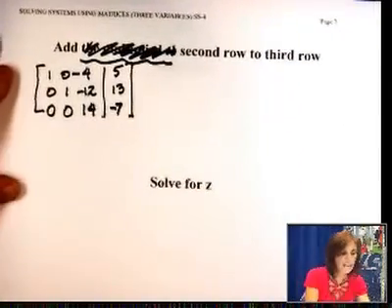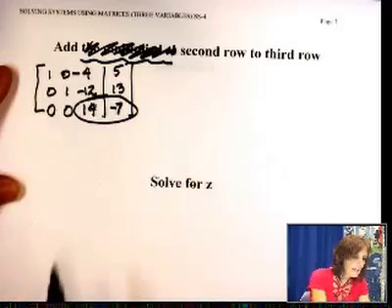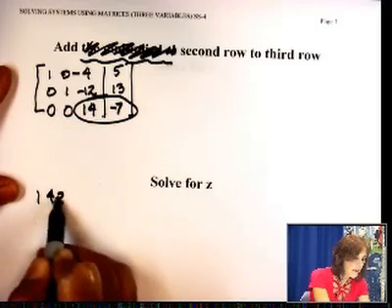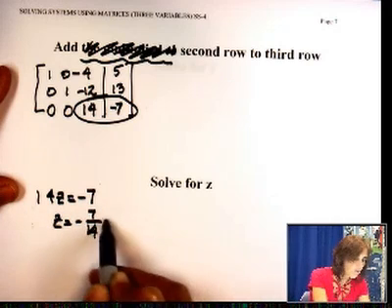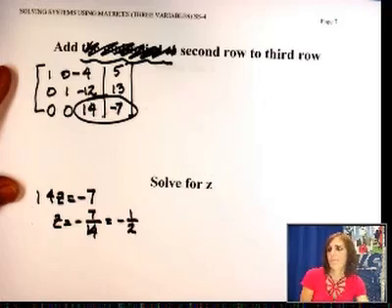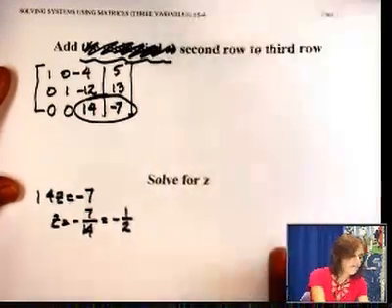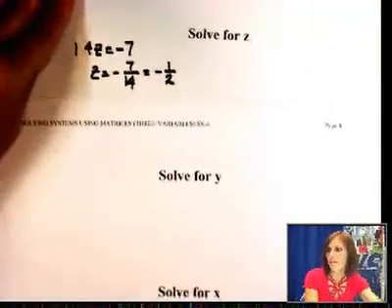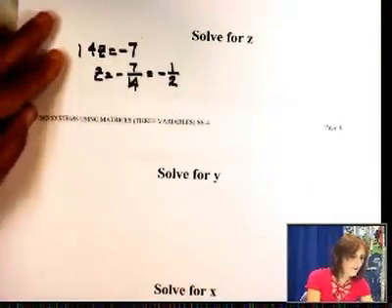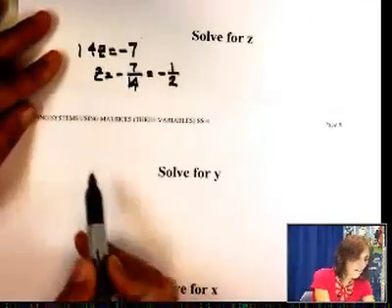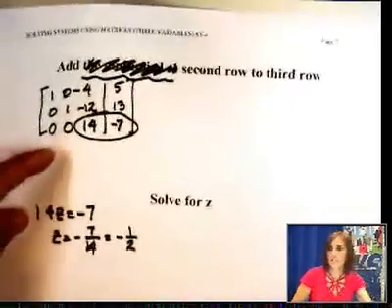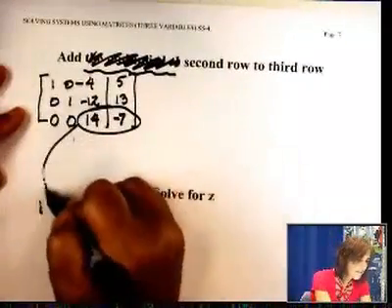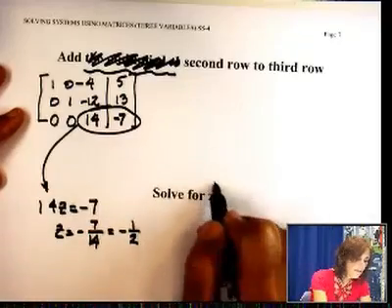Now I'm going to solve for z. Watch. From here, I'll get 14z equals negative 7. z equals negative 7 over 14, which is negative 1/2. Okay, I got that. Now that I have negative 1/2, I'm going to go back to this equation, this one. Let me do everything in here so that you can see it. This one gave me this. Solve for z. So I did that.